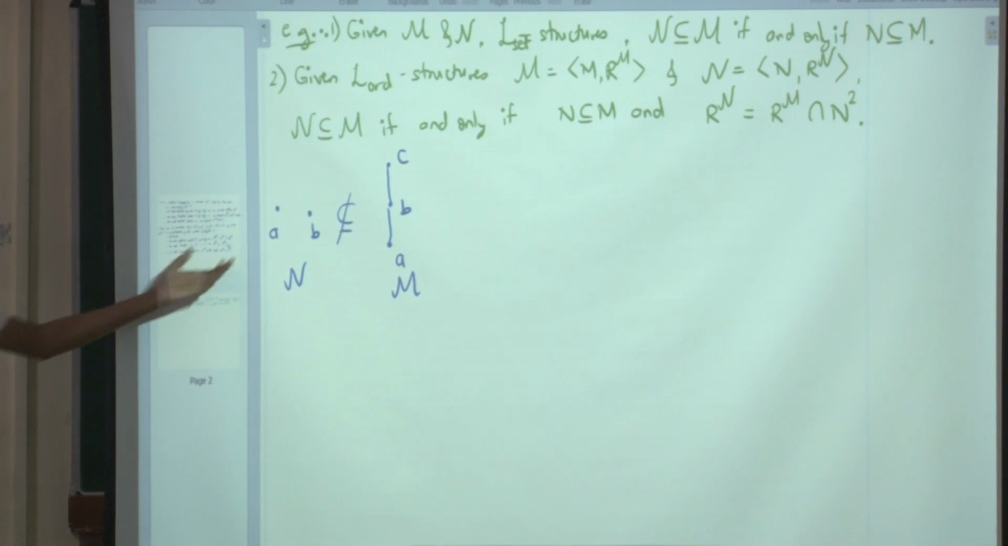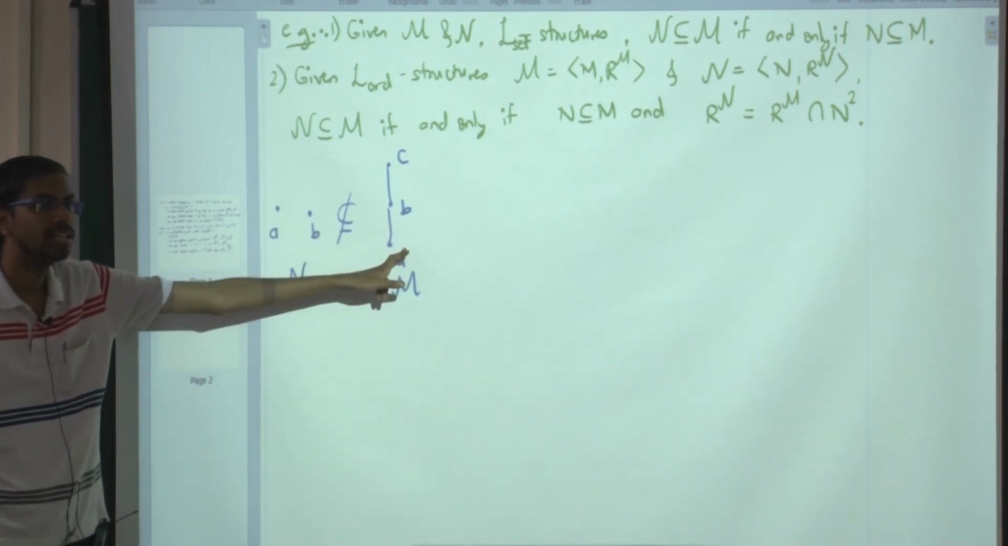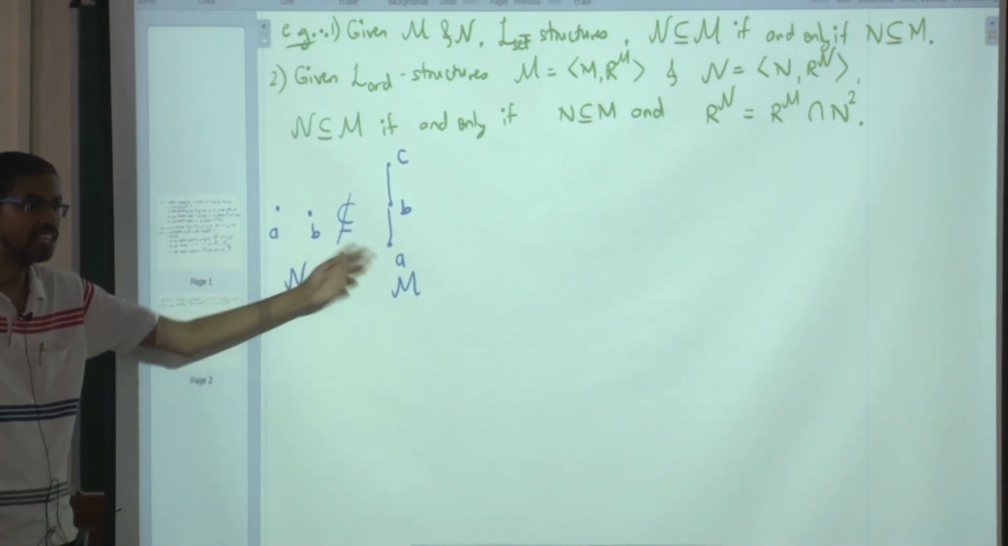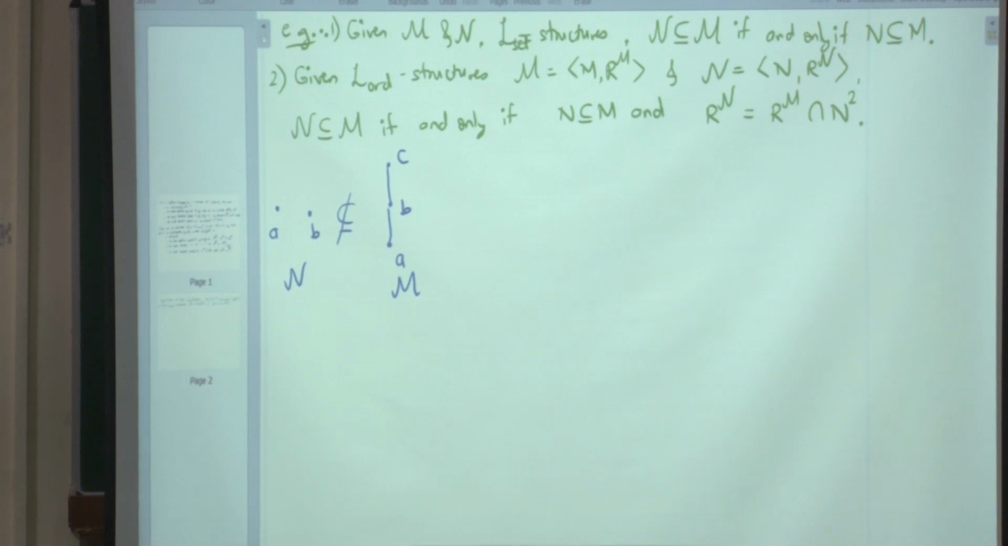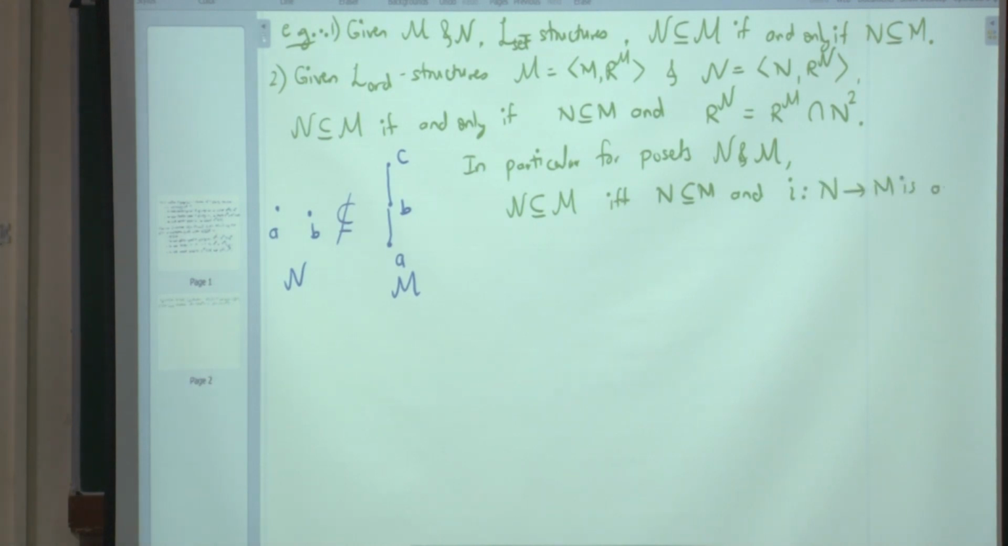Because what happens? A and B are not related here, but they are related here. So do you remember a term like this, inclusion has to be what? The inclusion is a monotone map, but what do we need? Order embedding. It should also reflect order, right? So that is the property. So in particular for posets N and M, N is a substructure of M if and only if N is a subset of M and the inclusion map from N to M is an order embedding.